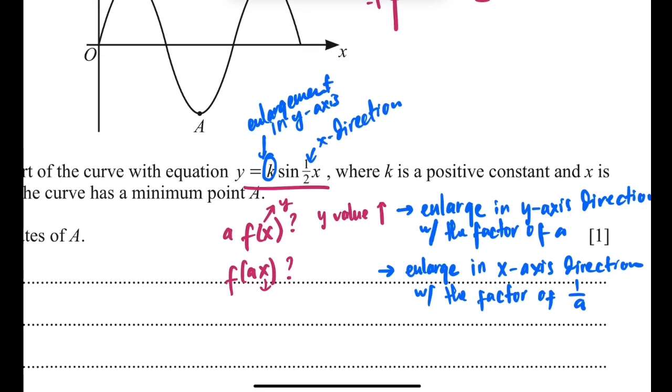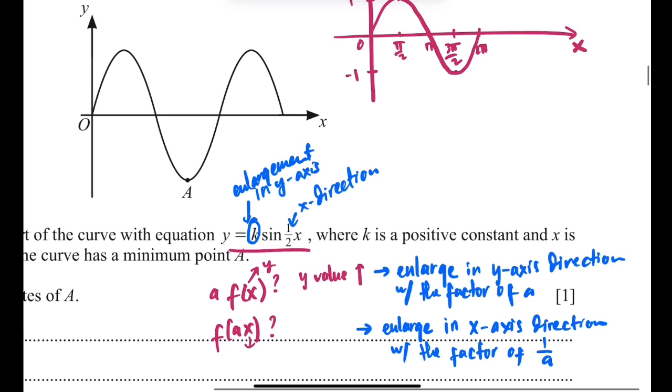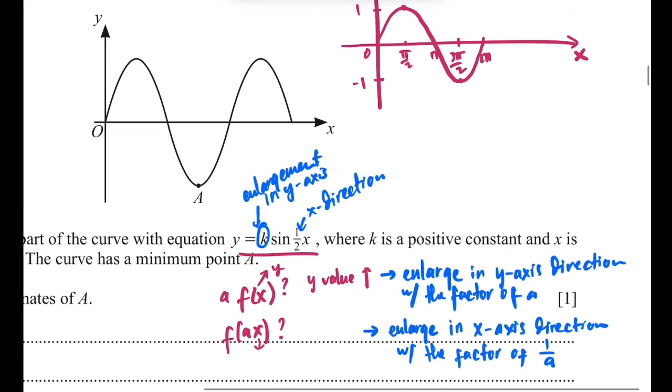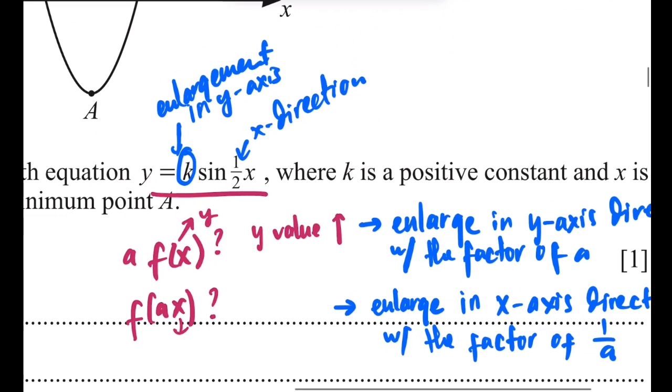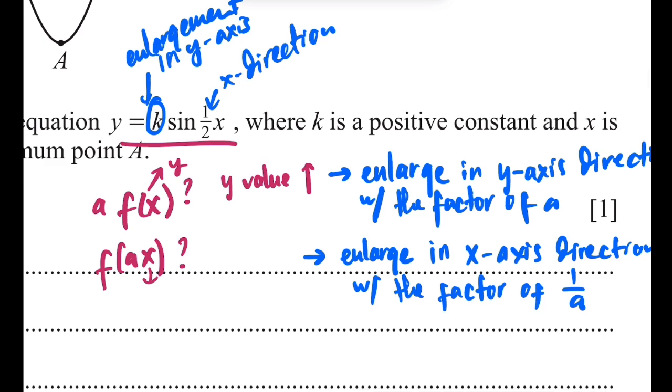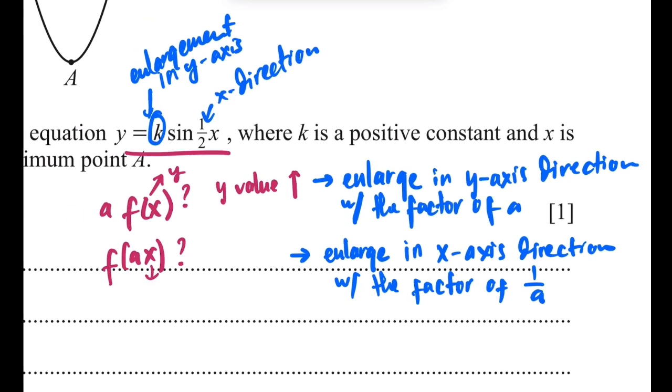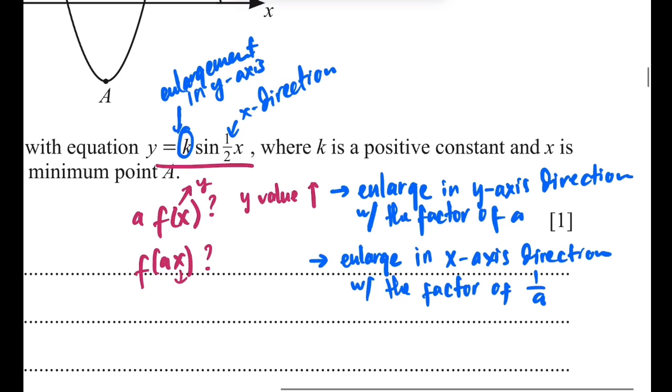So now if we have this type of question, maybe you can start first with the one inside the function of sine, which is half x. Now let's see here. If we times the x by a, we enlarge the function in the x-axis direction with the factor of 1 over a. So in this case, the a here is 1 over 2.